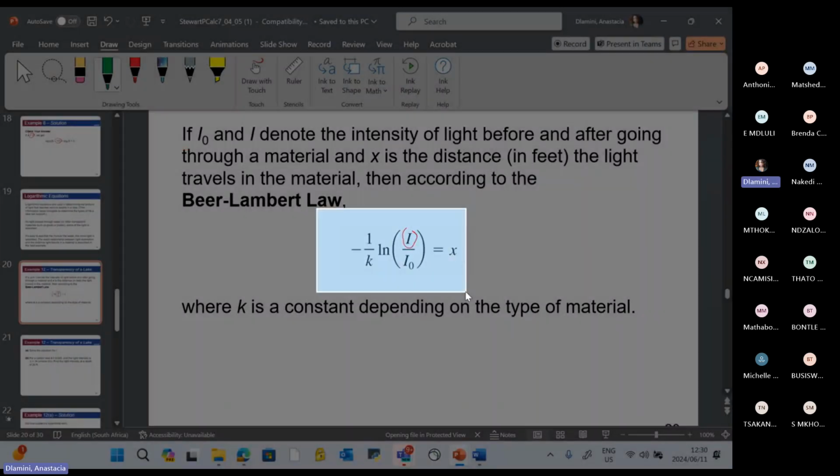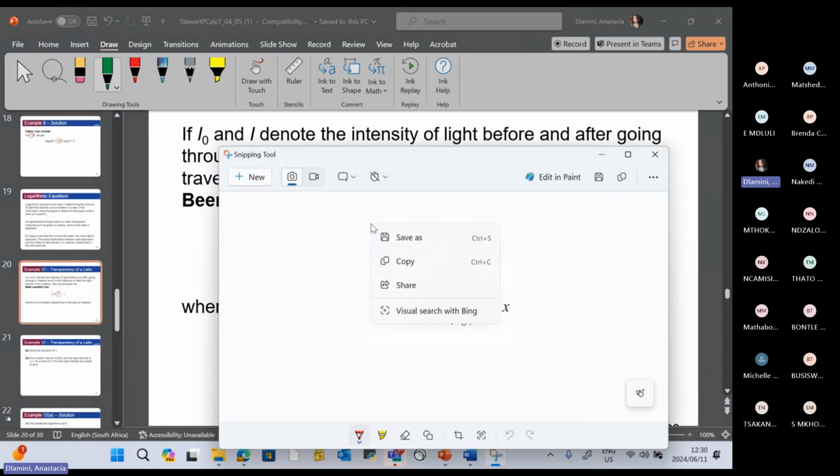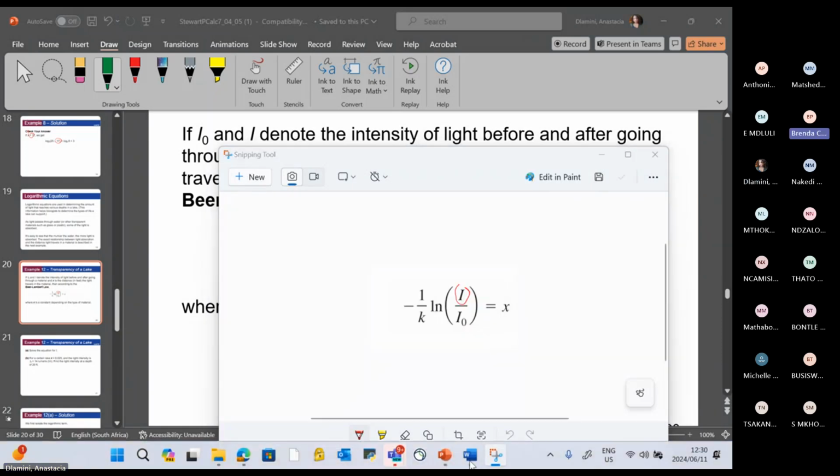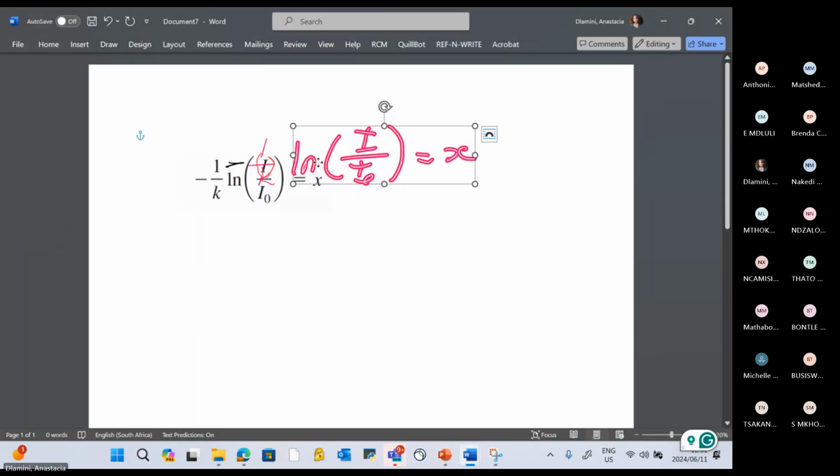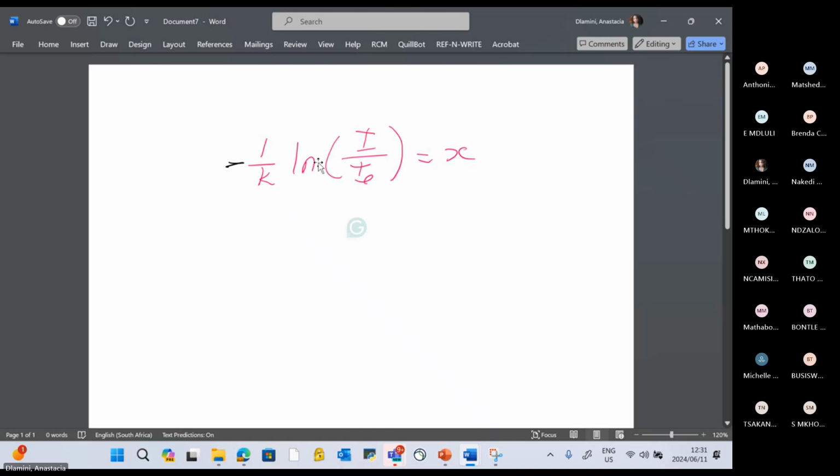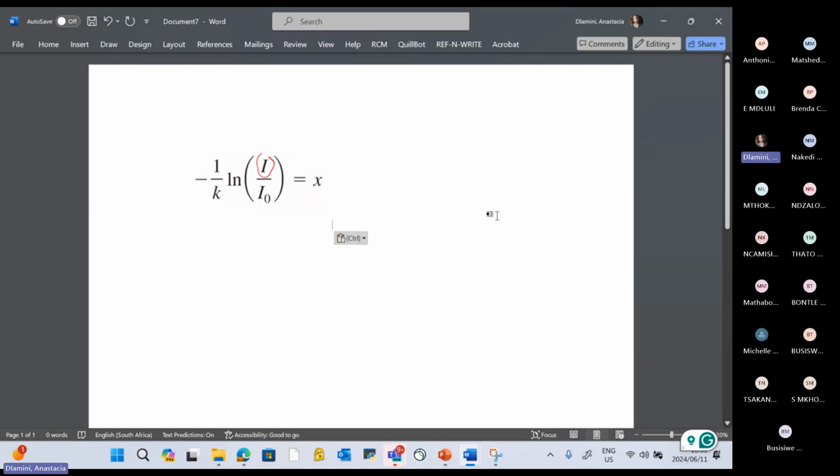So they want us to solve for I, guys. Make I the subject of the formula. I'm giving you 1 minute so that you solve it. That's what they're saying. Solve for I. Let me paste that here. Okay, here. Solve for I.